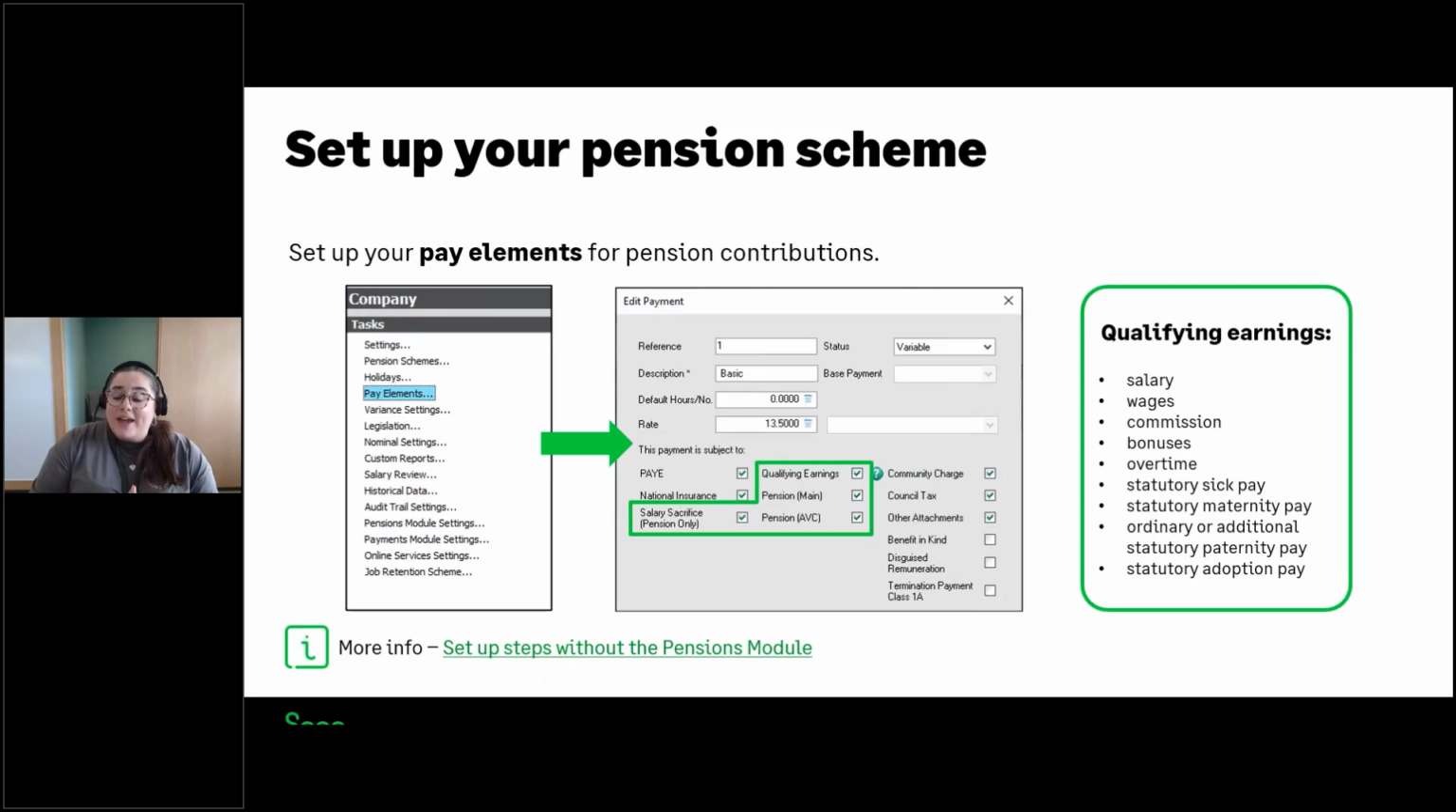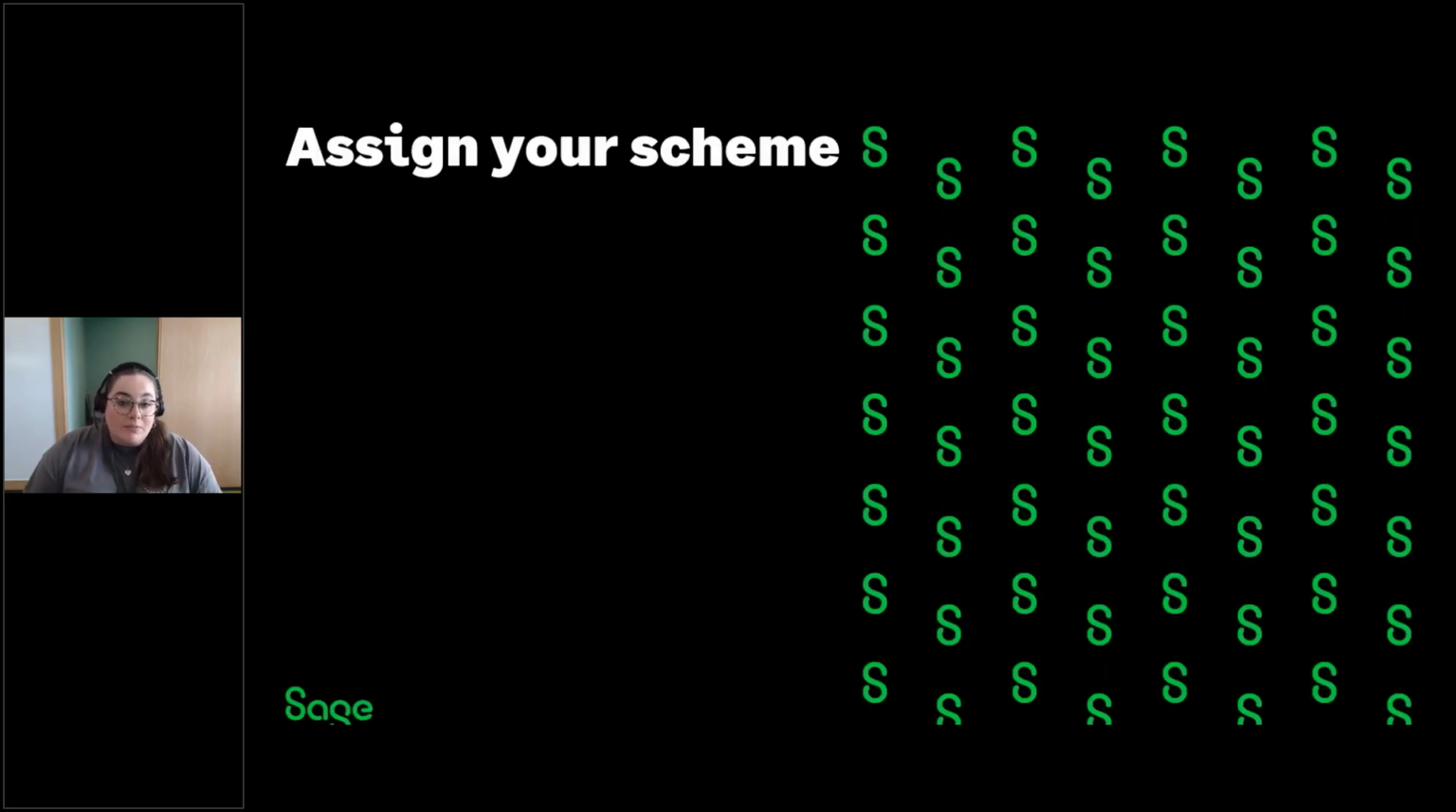But a little recap there: set up the pension scheme according to the information that you've got from your pension provider, and then double check your pay elements as well to determine whether they're going to be included in qualifying earnings or not, and also towards the pension calculations. But now that that is set up, that does bring us on to the next section, which is all about assigning your employees the pension schemes.